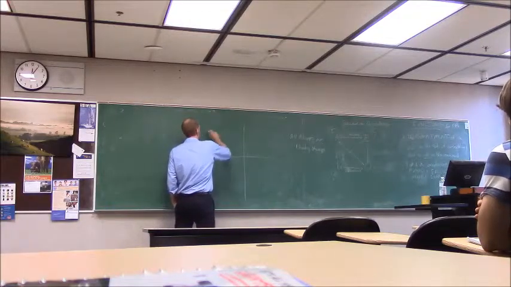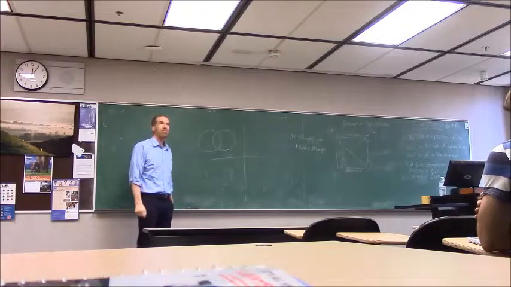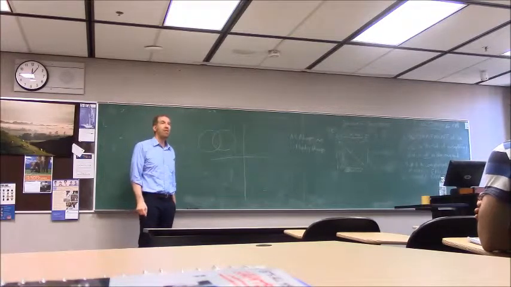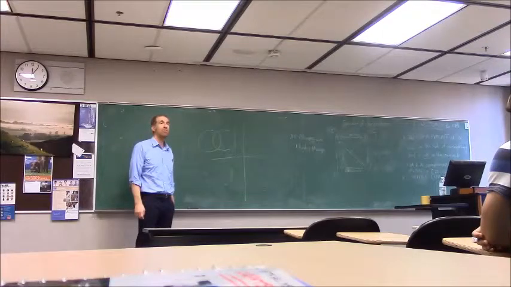All Venn diagrams look like this. Is that what you've always called Venn diagrams? Two overlapping circles. That is what a Venn diagram does. Okay, now we're going to use Venn diagrams to represent categorical propositions.